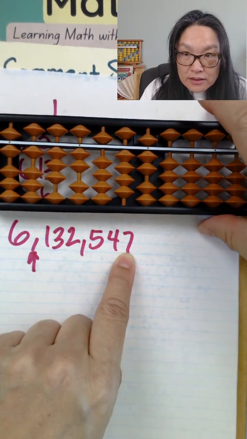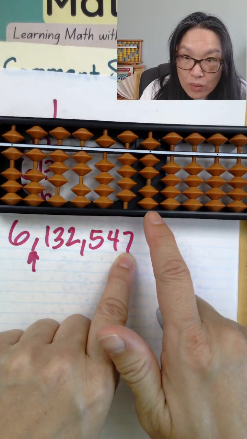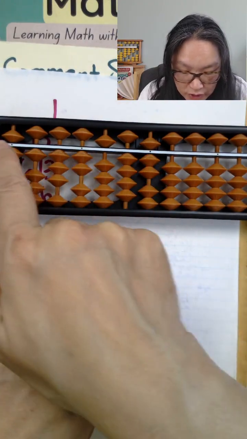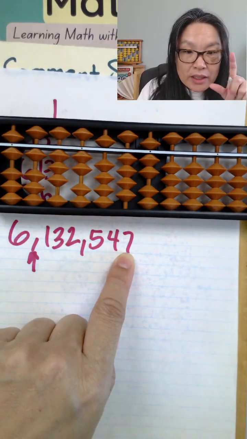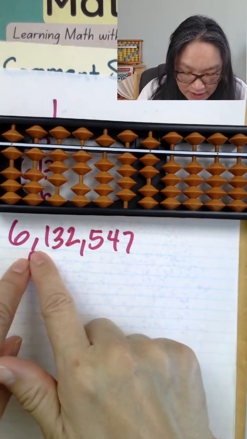Does that make sense? Are we okay with that? So I started in the middle. This is my now ones, and now I have multiple dots. The multiple dots help me label the group separation, just as we have commas.